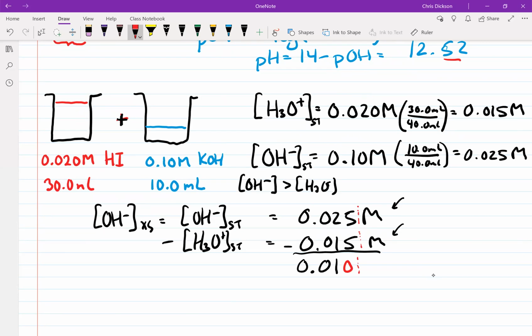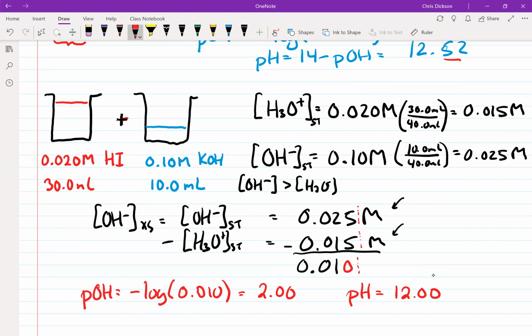So if you're trying to find pH, let's just find pOH first. That would be the negative log of that number. How fortuitous, it turned out to be a base 10 number. So that should be 2.00, negative log 0.01. And the pH here should be 14 minus that number, which is 12.00. So it's actually quite basic. It's quite a basic solution.